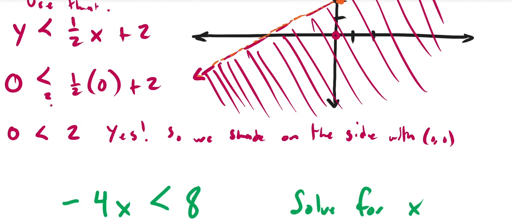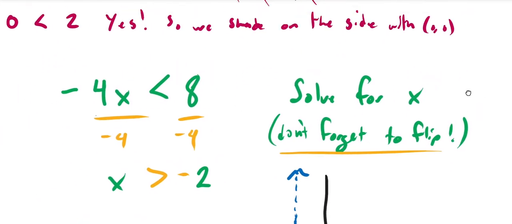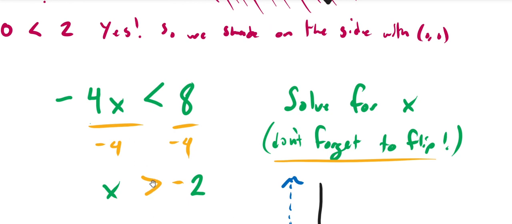down here. Last but not least, let's solve negative 4x is less than 8. So let's solve it for x. That means dividing by minus 4. And don't forget that also means flipping this inequality. And so we get x is greater than negative 2.